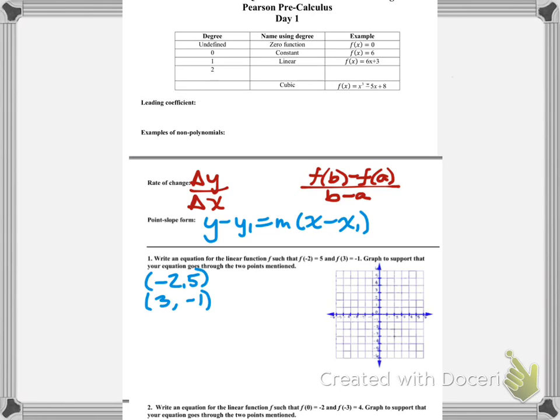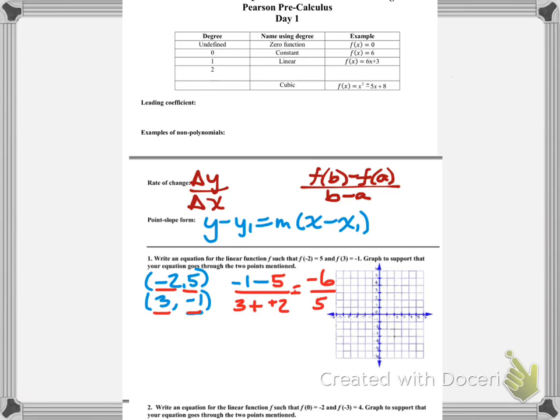So we need the slope. To do that, we're going to plug in y2, which is here, minus y1, minus 5, over x2 minus x1. Watch out for the negatives. Here I have negative 1 minus 5, which gives me negative 6. In the denominator, I have 5. So our slope is negative 6 over 5. Hate fractions? Turn it into a decimal.